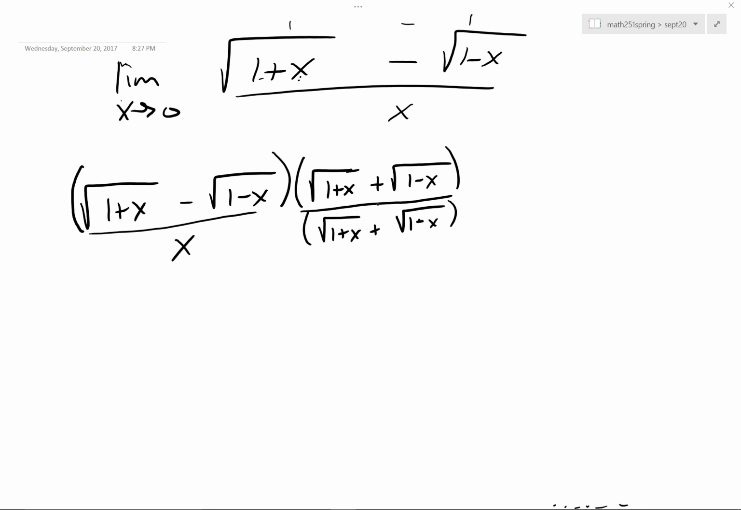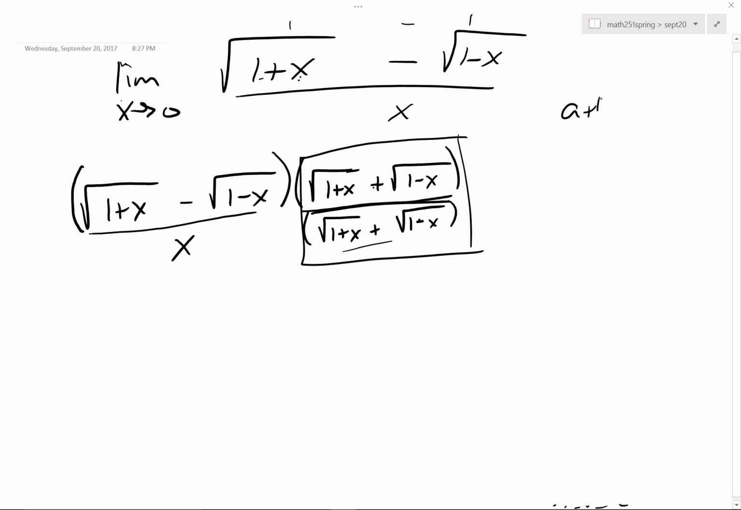And remember, anything divided by itself is 1. So I'm just multiplying by this thing right here, which is just a fancy way of saying 1. So I'm not changing the value. Remember, I'm doing (a plus b) times (a minus b). It's going to be a squared minus b squared when you FOIL it out. So it's going to be 1 plus x minus 1 minus x. The radicals go away.